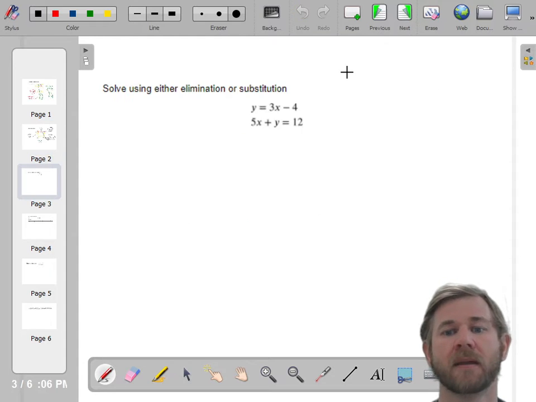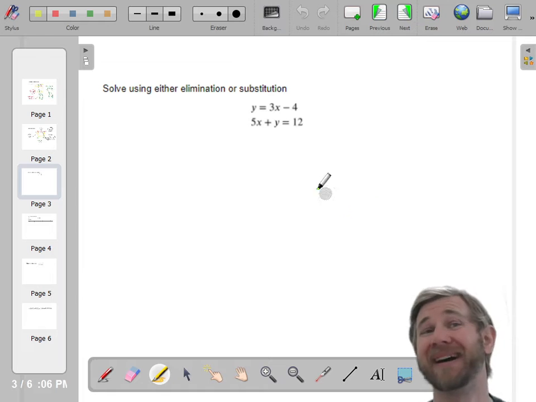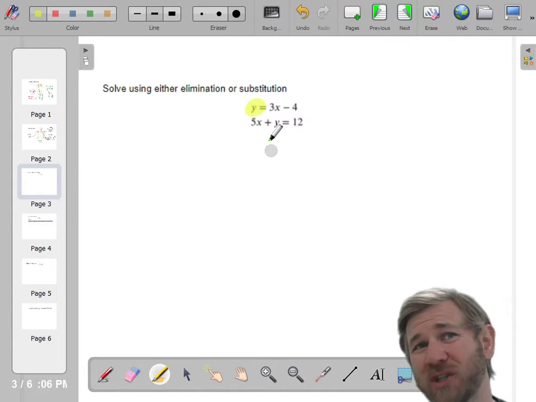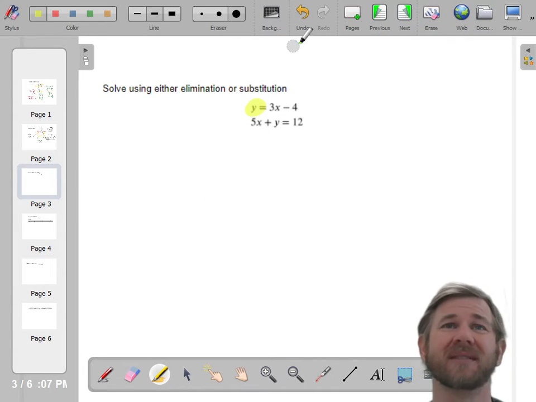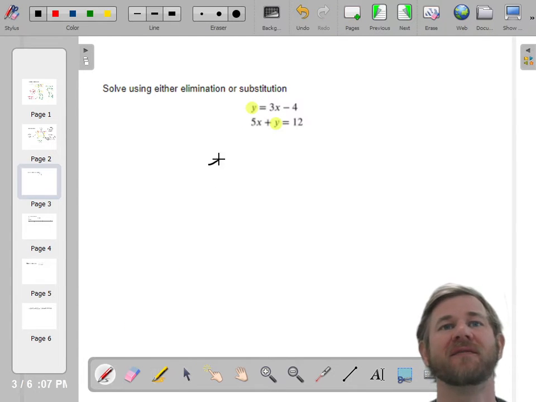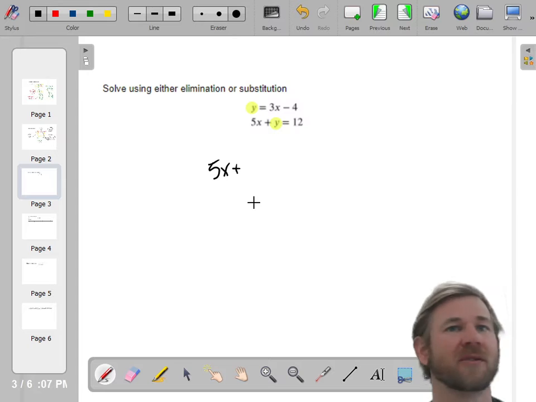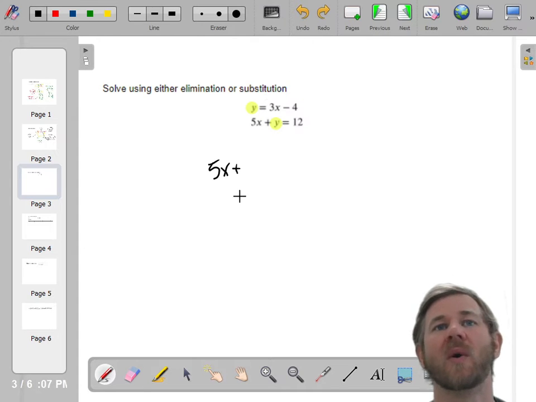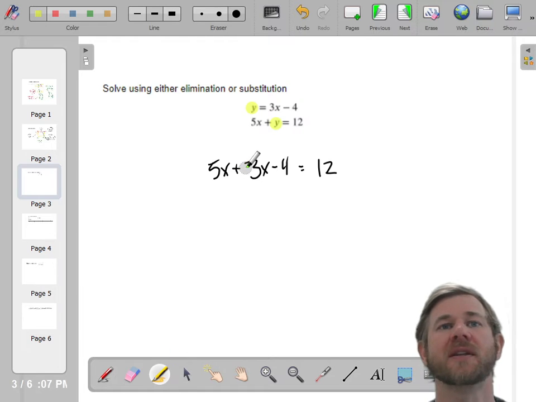Cool. All right. Now this one you can choose. I don't care how you do it, but if it says choose and you have a y equals, you should probably do that. I'm going to substitute. I'm going to say 5x plus, but I'm not going to write y. I'm going to write what y equals, 3x minus 4, equals 12. So the only thing that changed is instead of 5x plus y, I wrote 3x minus 4. Now I can combine my terms.